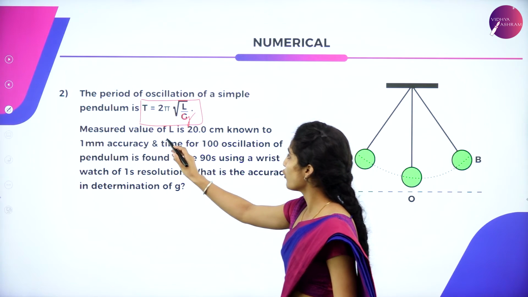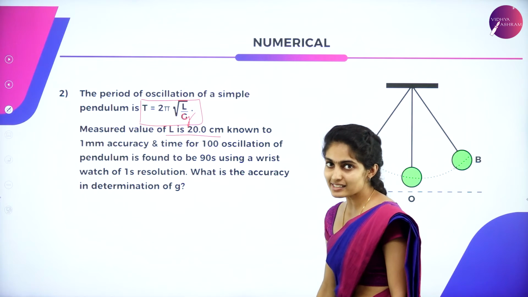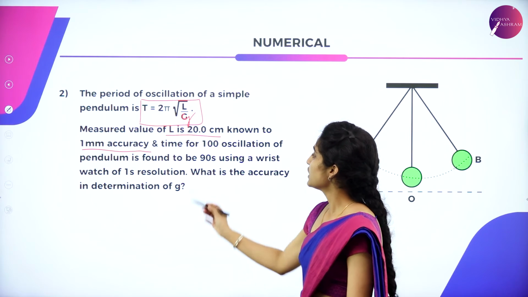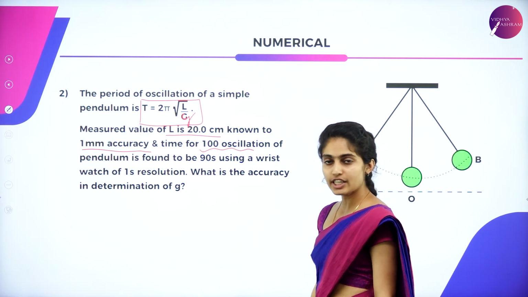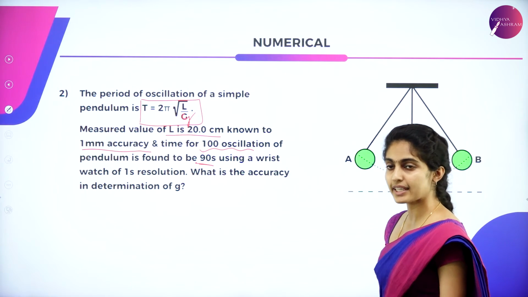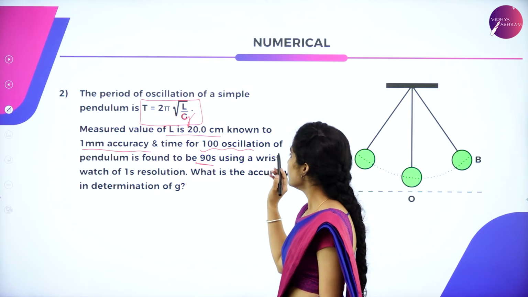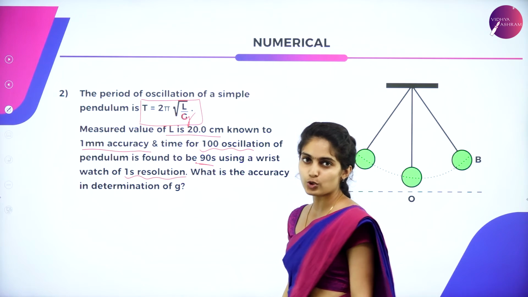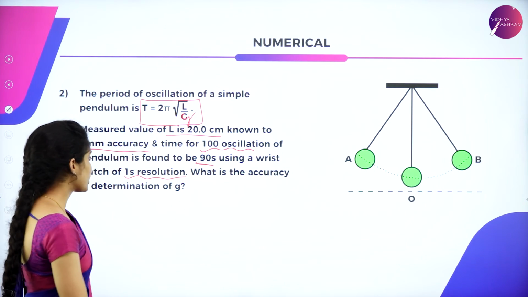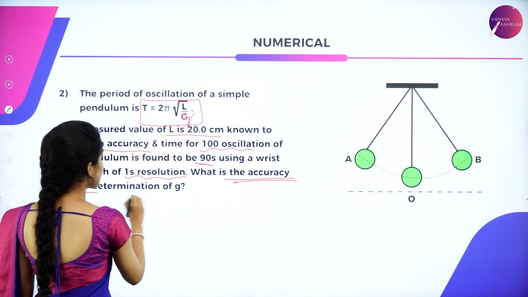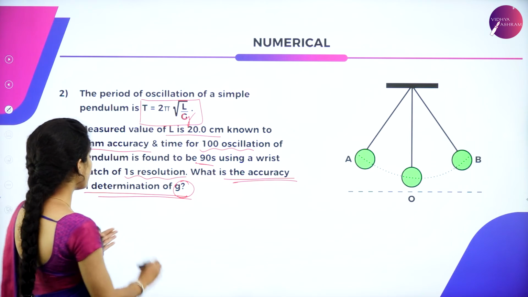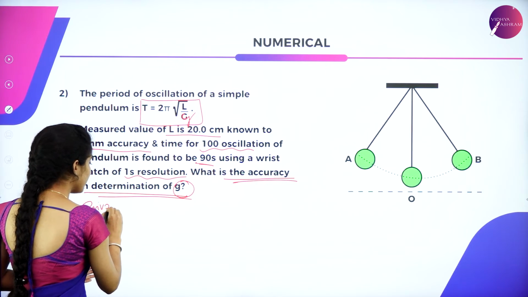The measured value of L is 20 centimeters, known to have 1 millimeter accuracy. And the time for 100 oscillations of the pendulum is found to be 90 seconds, using a wristwatch of 1 second resolution. What is the accuracy? We will have to find out the accuracy in the determination of g. So first of all, you will have to write down the given terms.